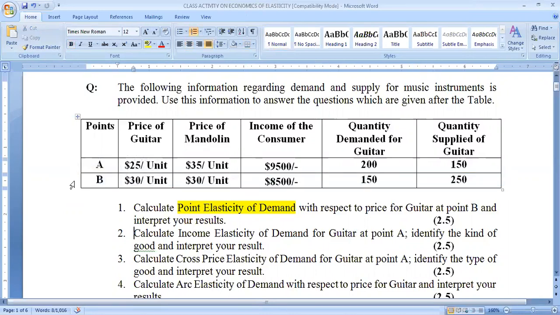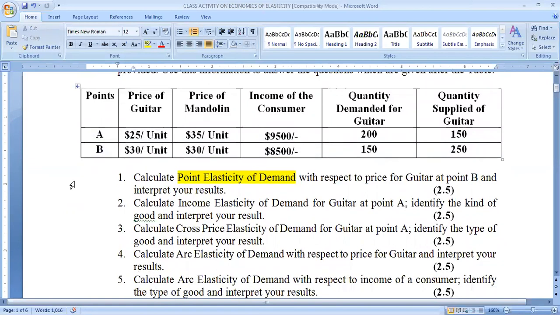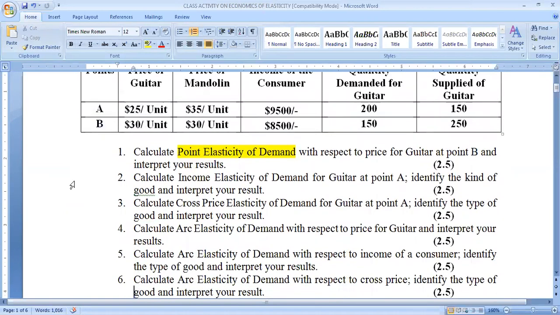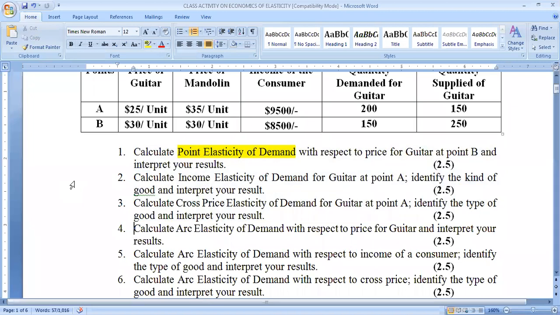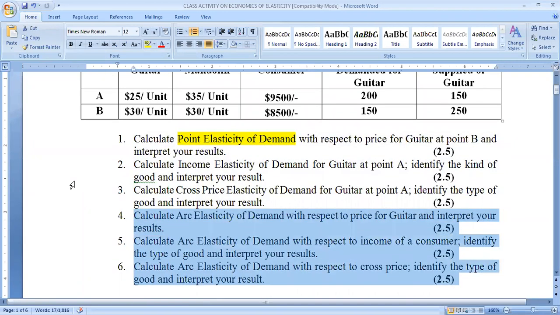The question 2 tells us calculate income elasticity of demand. The third question tells us about cross price elasticity of demand. The fourth one is about arc, fifth one is about arc, and sixth one is about arc, right? Firstly, we will be discussing the three parts. Then I'll be moving towards arc elasticity of demand with respect to price, income, and cross price, right?